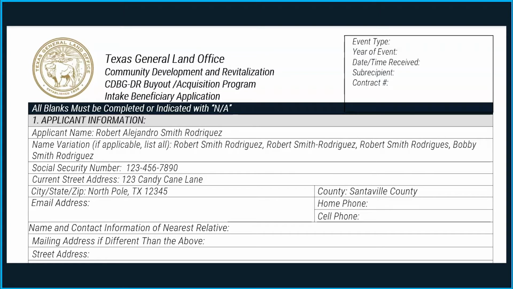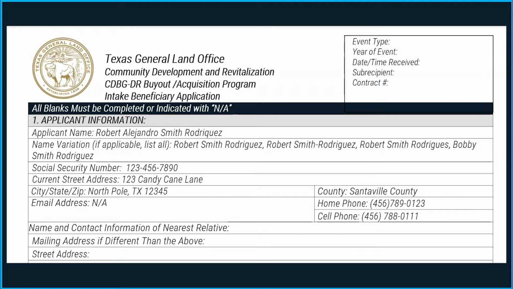Next, the applicant will fill out their email address. In this example, Bobby doesn't have an email address, so he'll put an NA. Remember, applicants can't leave any fields blank. The applicant will then include their home and cell phone numbers. If the applicant only has one phone number, they should enter that number in both locations.